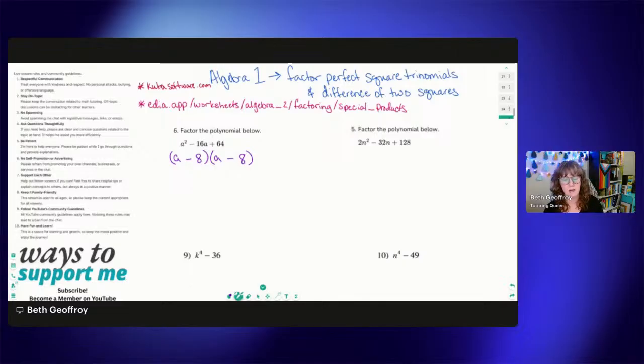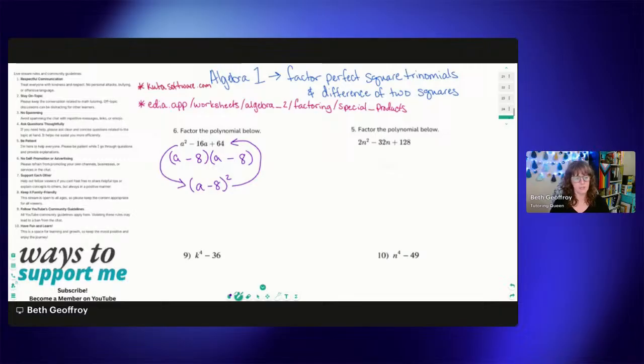So we do wind up with a squared binomial. When we factor this trinomial out, we get this squared binomial. And we could always check our work by multiplying this back out and seeing if we do get this trinomial that we started with. Okay, let's take a look at number 5.